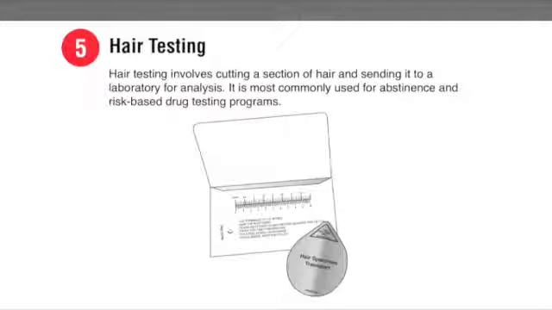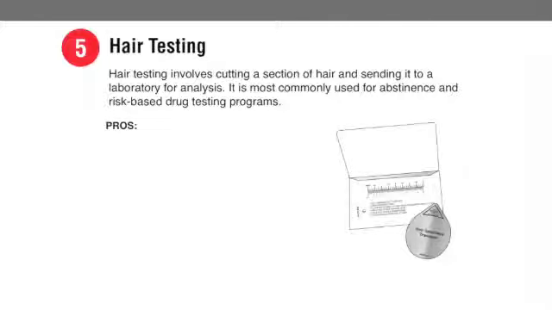Hair testing involves cutting a segment of hair from the head or body and submitting the specimen to a lab for analysis. It is most commonly used by organizations that require abstinence and risk-based drug testing programs. This is a valuable test because the standard 1.5 inches of hair can provide a 90-day history of drug use.